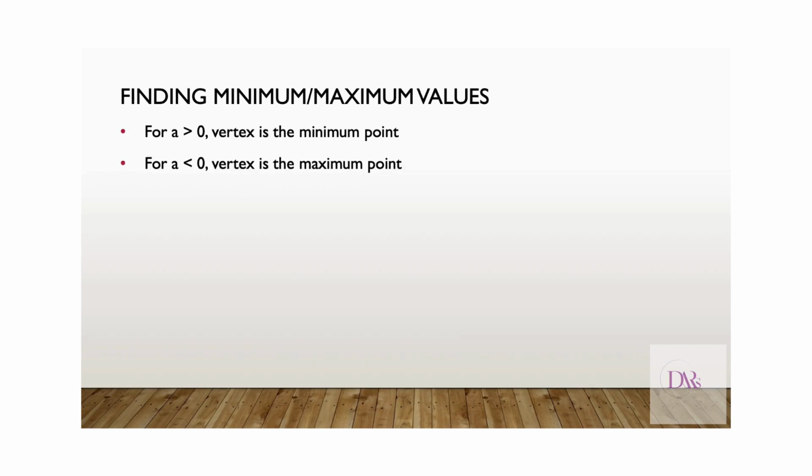Finding the minimum or maximum value for a quadratic function. First, we need to determine if a is greater than 0 or less than 0. If it's greater than 0, the vertex point is a minimum point. If a is less than 0, the vertex point is a maximum point. So let's look at an example. For this example, it says find the minimum of f(x) = x² - 4x + 5.